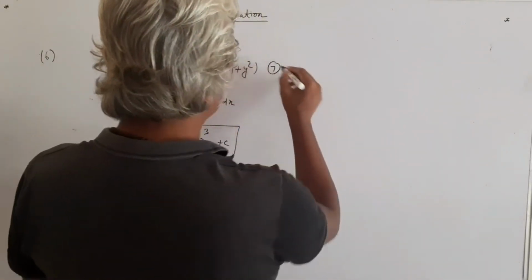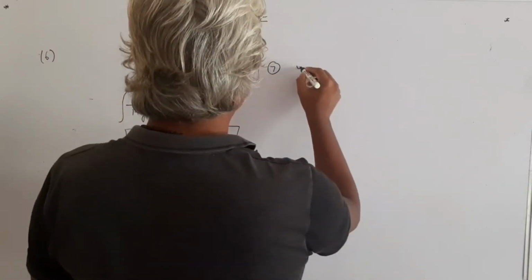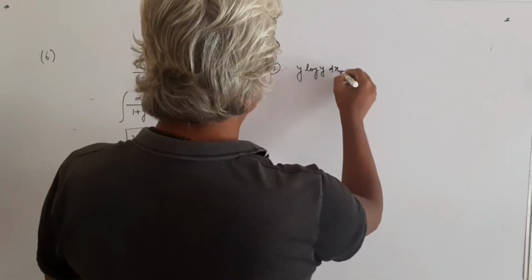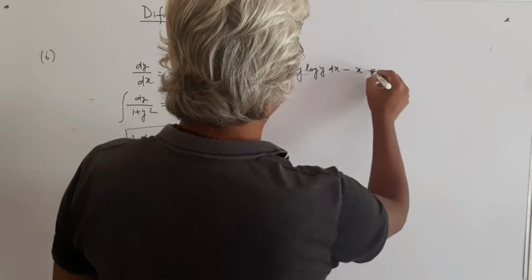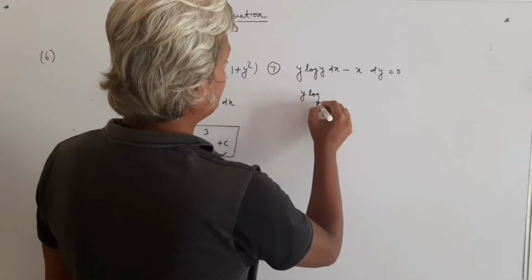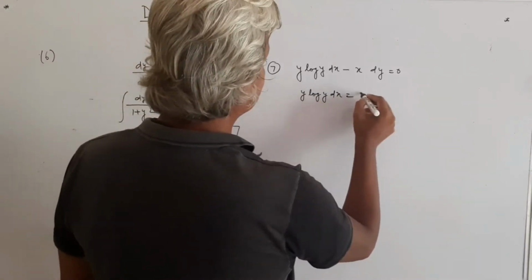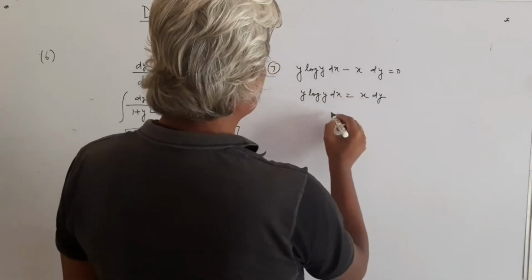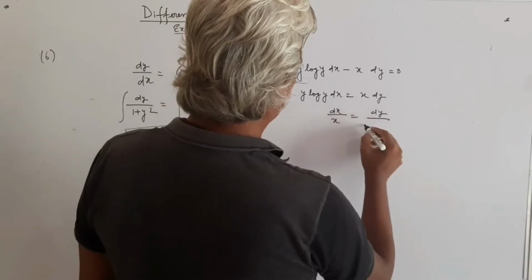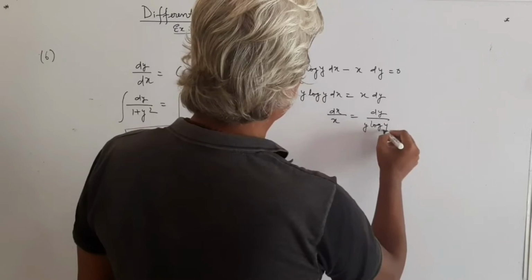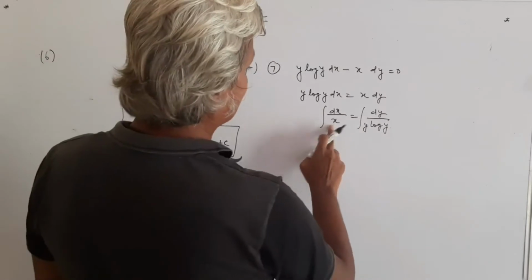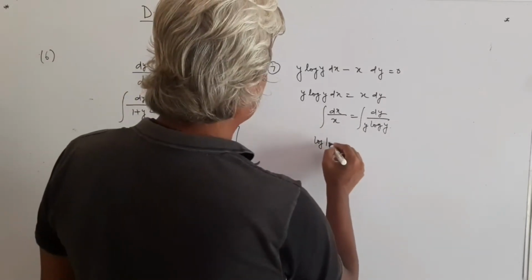Question number 7 goes like y log y dx minus x dy is 0. It means y log y dx is x dy, so dx over x is dy over y log y. Now I have to integrate. So here you see that this is already integration, this is log mod x.